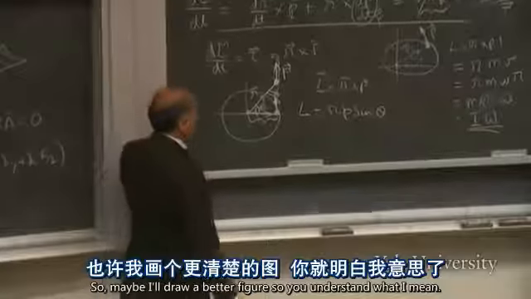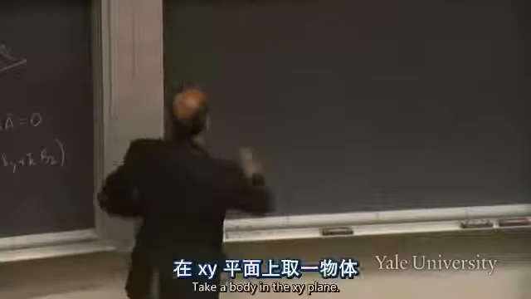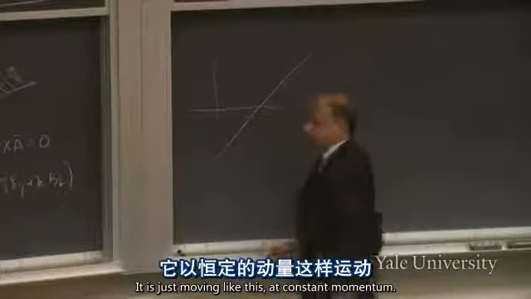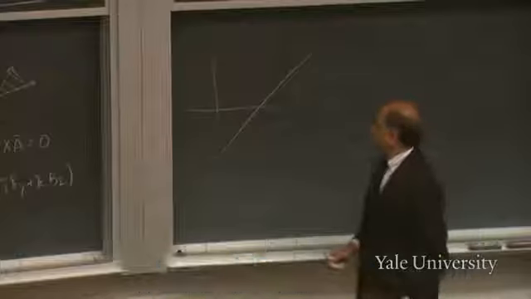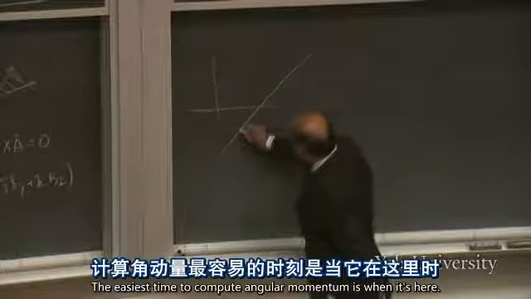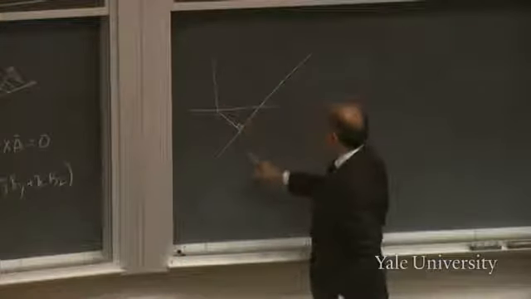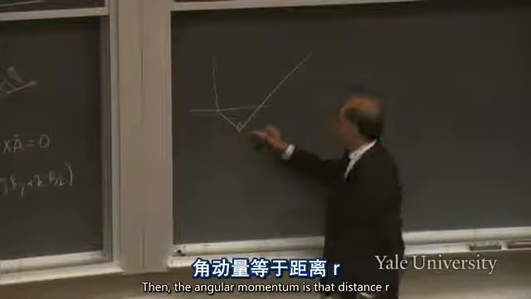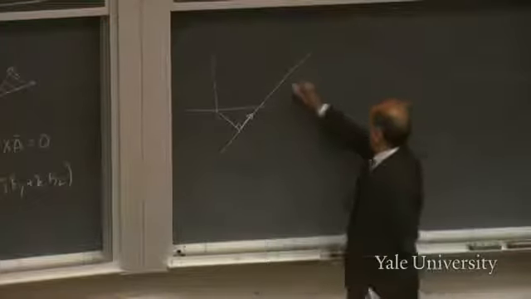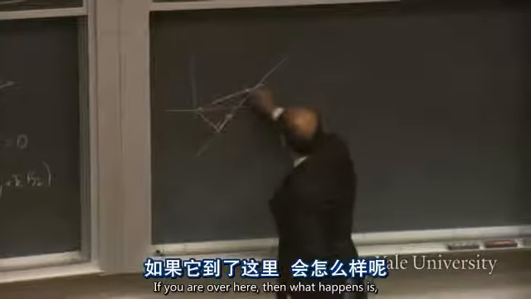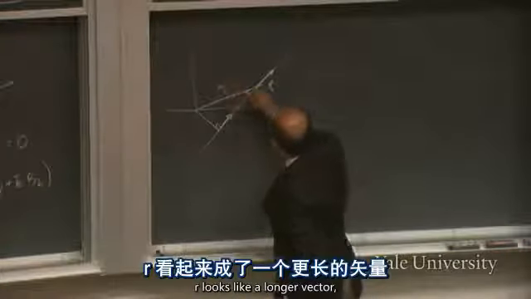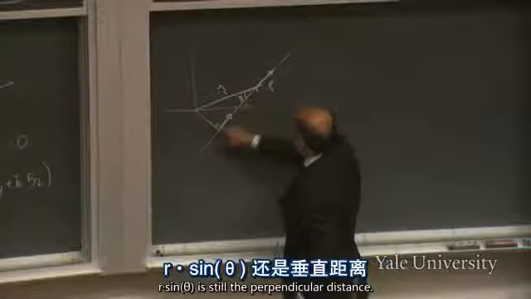So maybe I'll draw a better figure so you understand what I mean. Take a body in the xy plane. It is just moving like this at constant momentum. What's its angular momentum is what we are asking. The easiest time to compute the angular momentum is when it's here. Then the angular momentum is that distance r times the momentum p times sine of 90, which is 1. If you are over here, then p is still the same vector p. r looks like a longer vector, but the theta here, if you put it in, r sine theta is still the perpendicular distance.